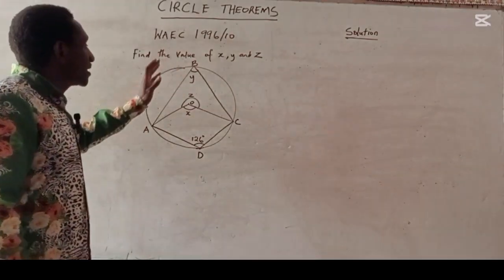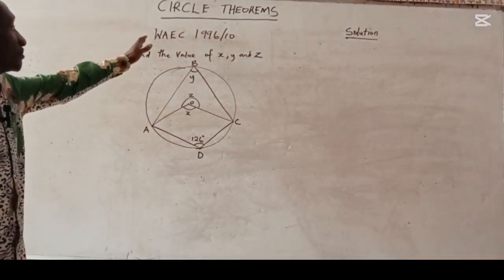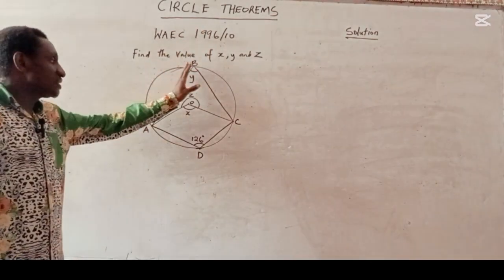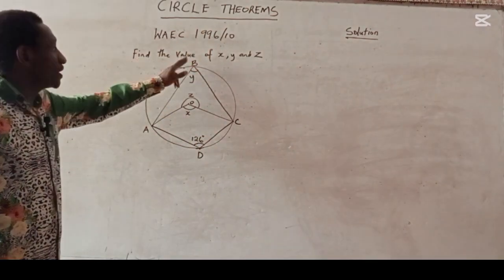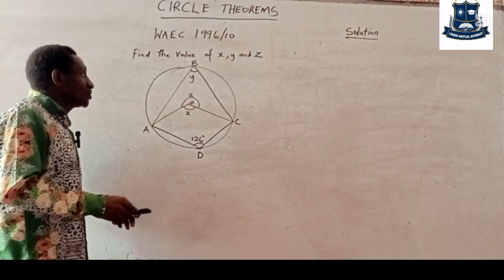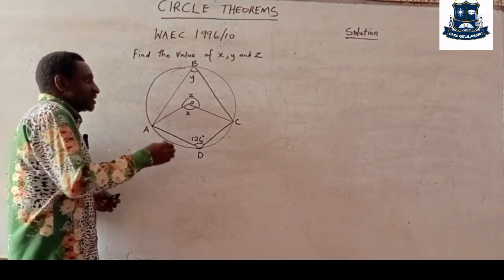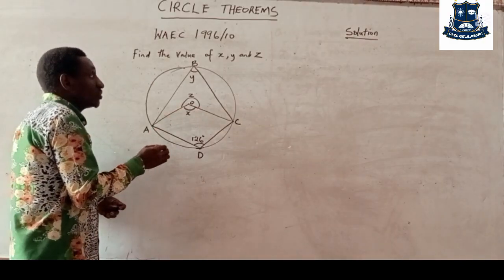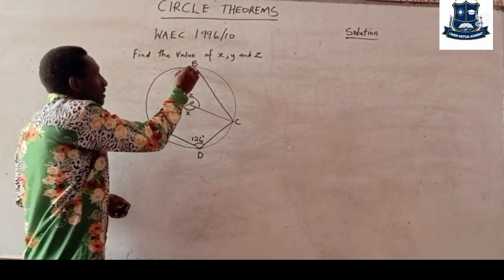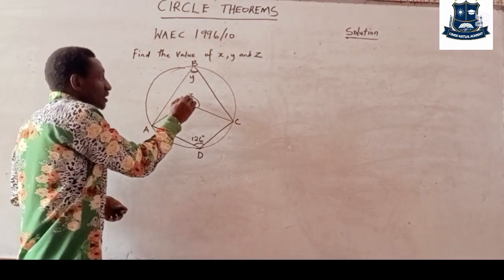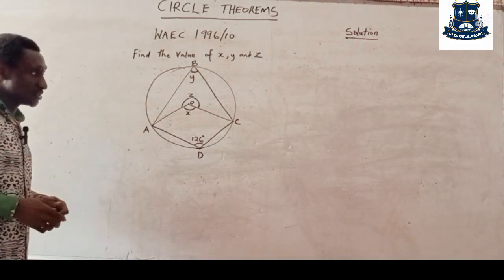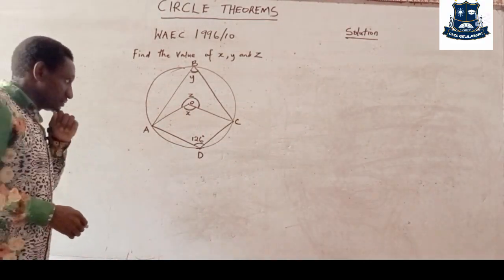Okay, we're going to be doing another question, another WAEC question, this time 1996, number 10, where we are given this diagram and asked to find the value of x, y, and z. So x is this angle, the one below, y is this one here at the circumference, and z is this one at the center but on top. So we're looking for x, y, and z.